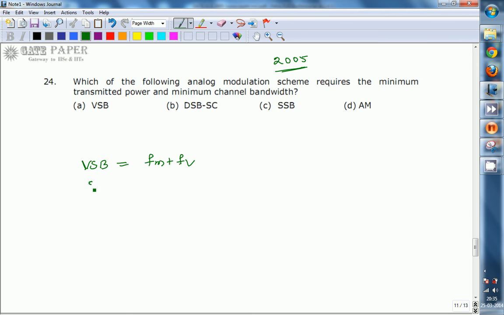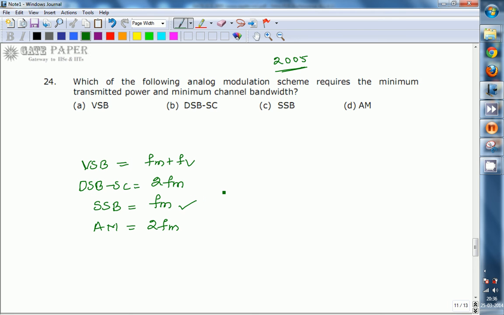Next, see the bandwidth for the double sideband suppressed carrier, that is DSB-SC, that equals twice the message signal frequency, 2fm. If we see the SSB bandwidth, that equals only fm, the same as the message signal bandwidth. And if we see the conventional AM, that is also twice the message signal frequency. If we compare these four bandwidths, the SSB requires the least bandwidth, which is nothing but the same as the message signal frequency.